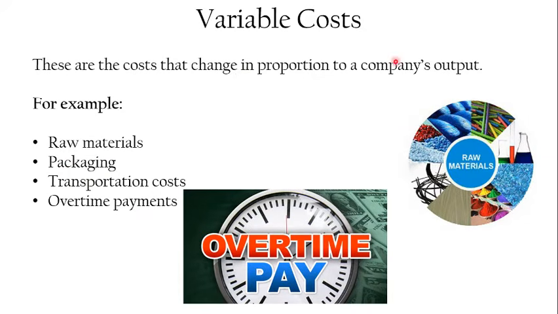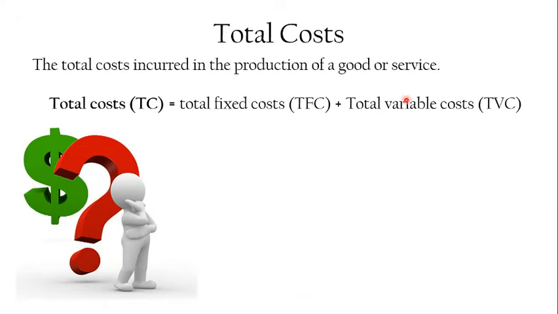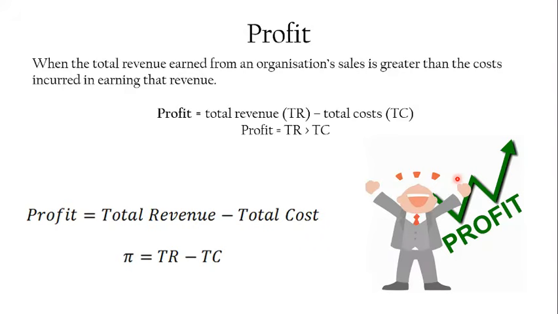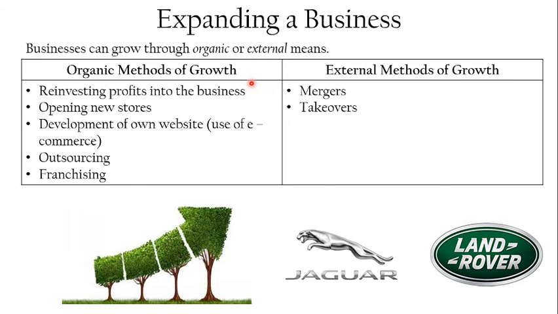Variable costs, however, change in proportion. So the raw materials for my cakes, if I make no cakes, I spend no money on raw materials. If I make 1 million cakes, I spend a lot of money on raw materials. Total costs are them all added together. Profit is calculated by total revenue minus total cost. Must learn that formula absolutely off by heart.